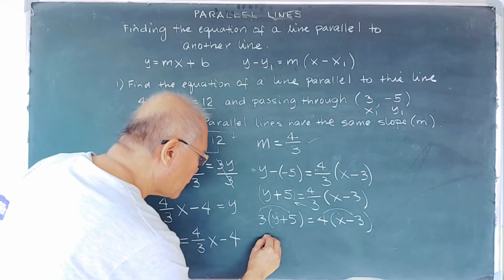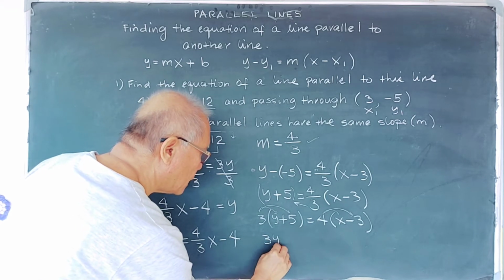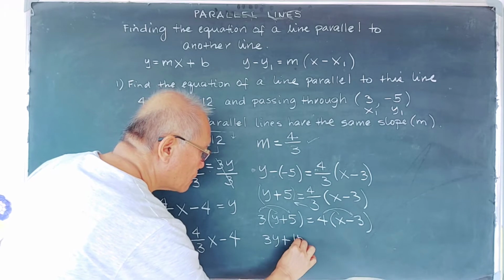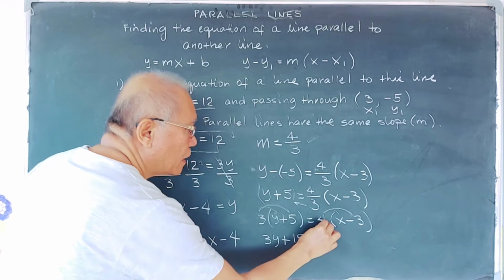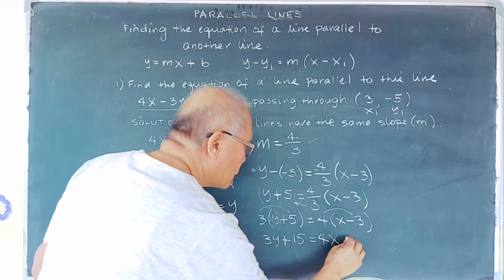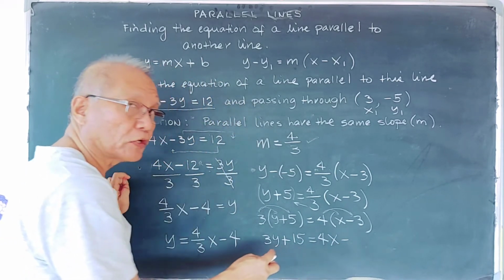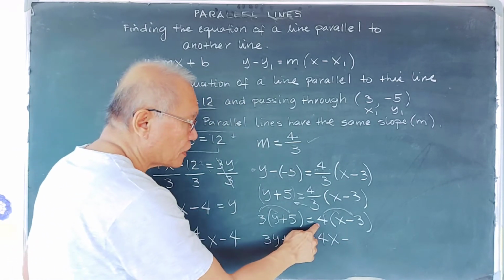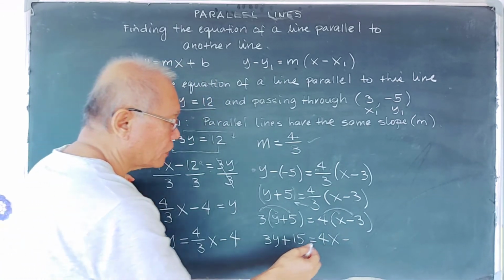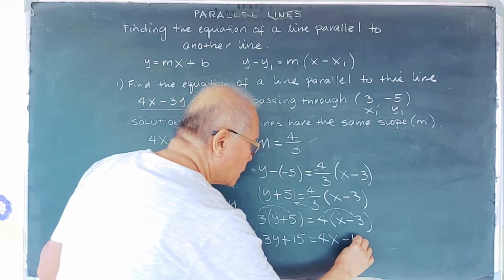So 3 times y is 3y, and then plus 3 times 5 is 15, is equal to 4 times x is 4x. We have minus there. Careful of the signs. We're lucky because this one is positive, so the sign here is also negative. So 4 times 3 is 12.